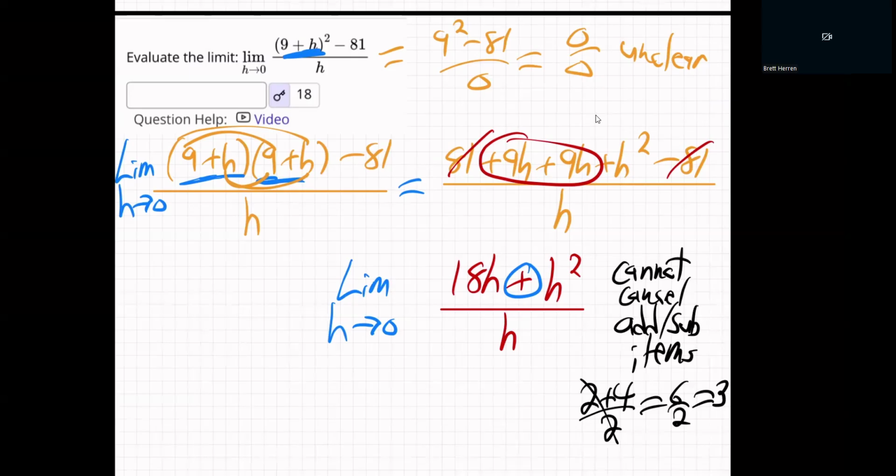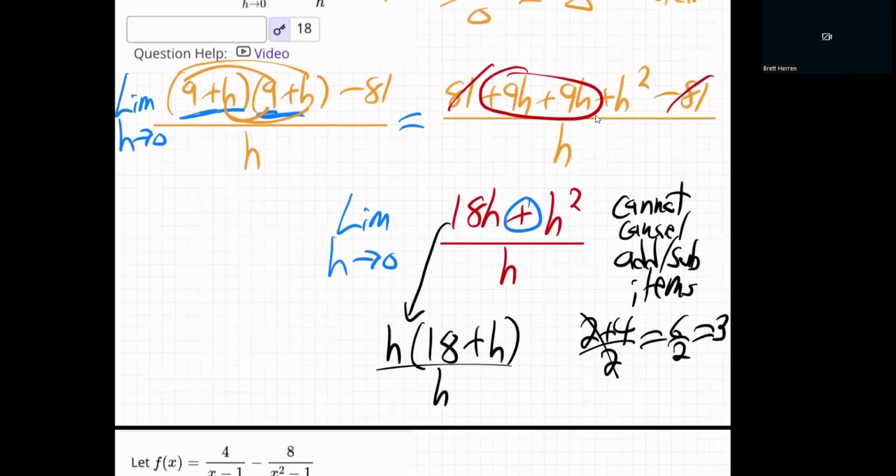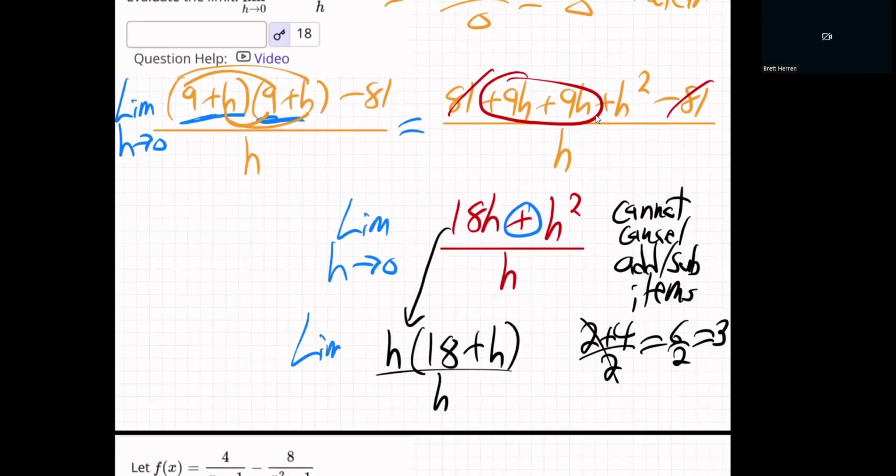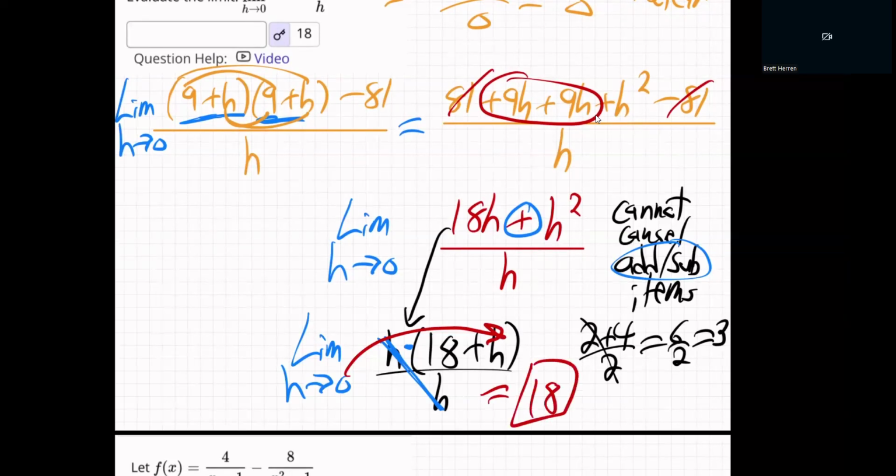Okay, well, then what do we do? Well, we change the top to be multiplied. You factor out the 18 like that. And then we can cancel those h's. Now it's okay because now those are multiplied. That's h times. So multiplied items are okay. You just cannot cancel added, subtracted items. And now you can plug in the 0. And indeed, the answer is 18, which we did get by the cheaty way.